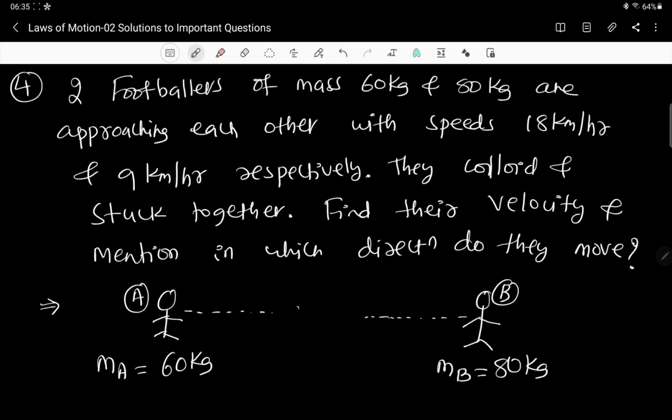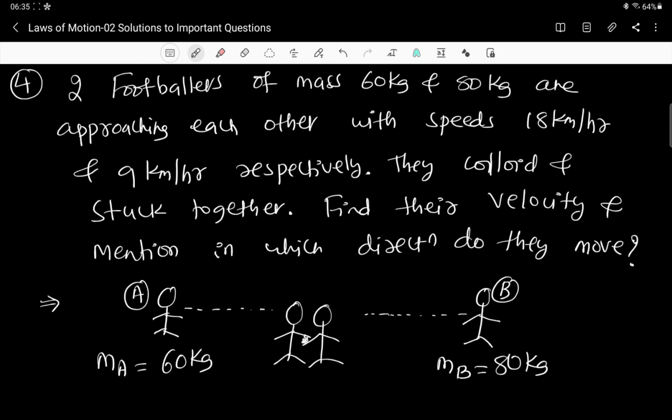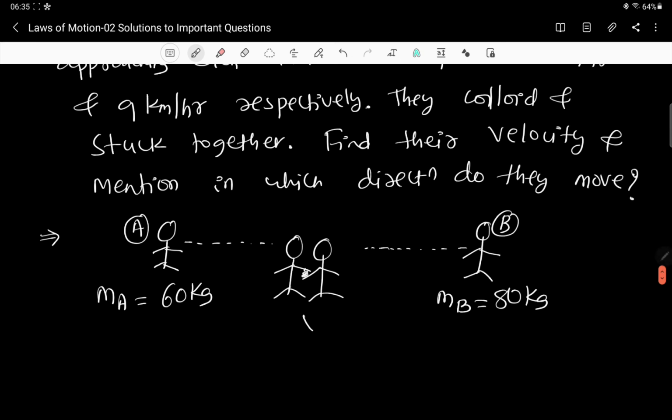They got collided here at this point. Now this person and this person, they got collided. Now they are stuck together, their hands maybe wound up. Now in which direction will they move? With what velocity will they move? Let us assume they will move with some velocity v.